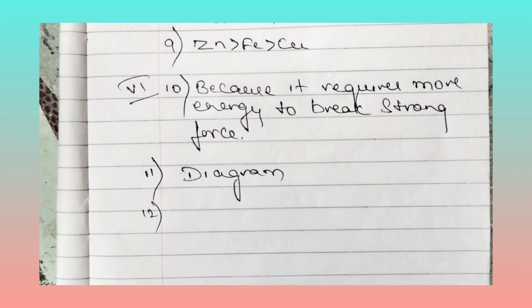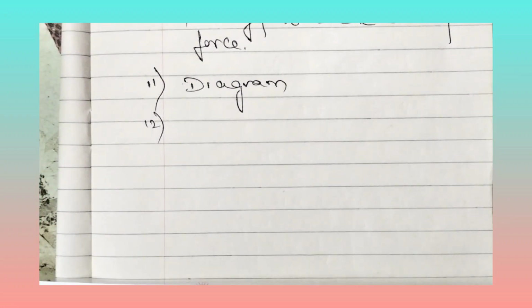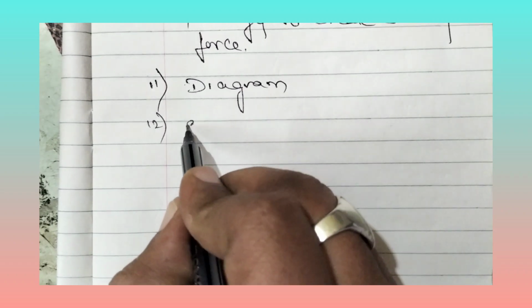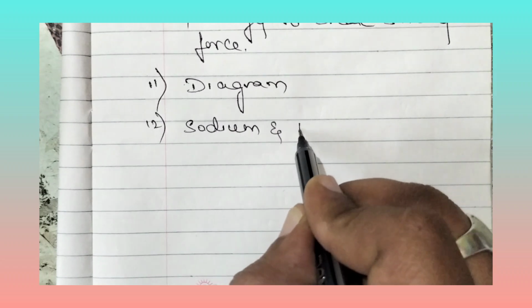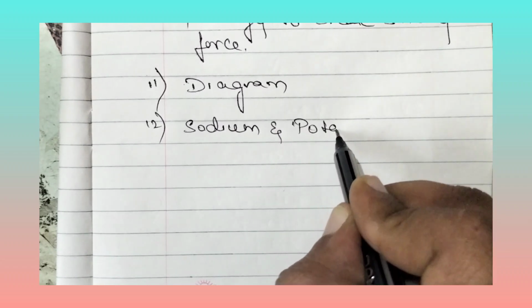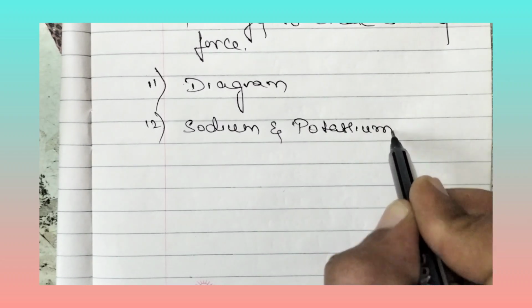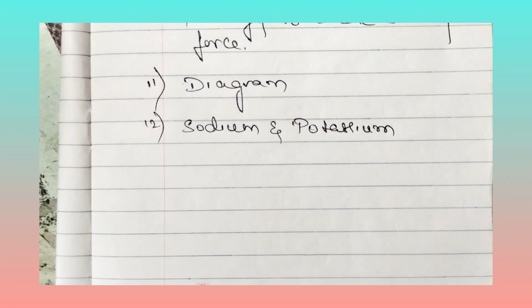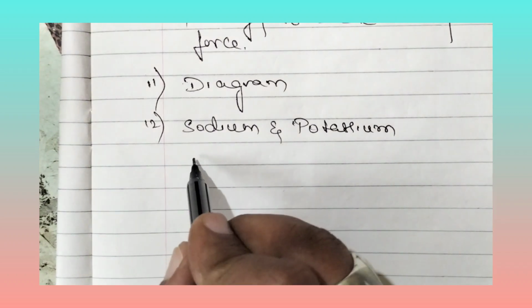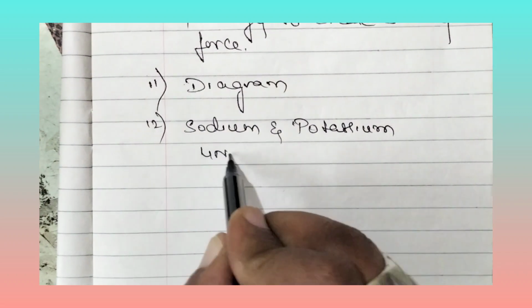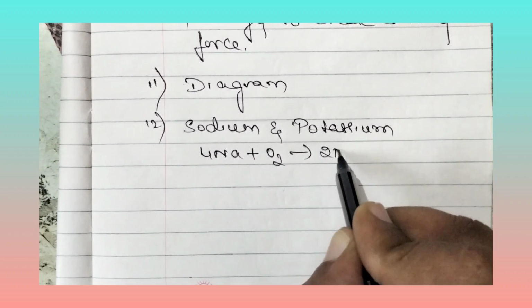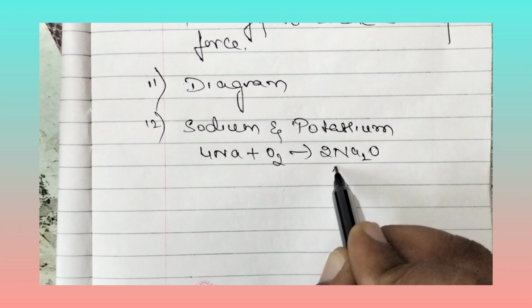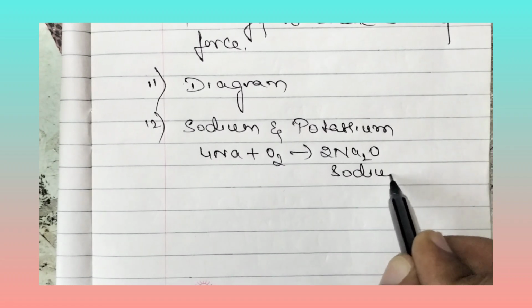Then the 12th question is, which are the two metals that react with cold water? One is sodium and another one is potassium. So sodium and potassium will react quickly with cold water. Write the product formed when these metals react with cold water. So sodium, 4Na plus O2 gives 2Na2O.